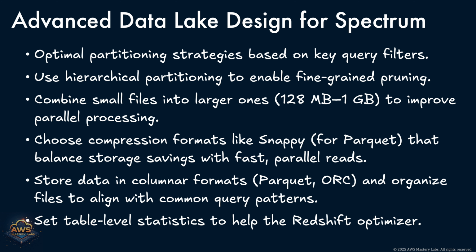Another key practice is file compaction. Over time, data lakes can accumulate many small files, which can negatively impact Spectrum's parallel processing capabilities and increase query overhead. Regularly compacting these small files into larger ones, ideally between 128 megabytes and 1 gigabyte, helps maximize throughput and fully leverage Spectrum's parallel architecture.